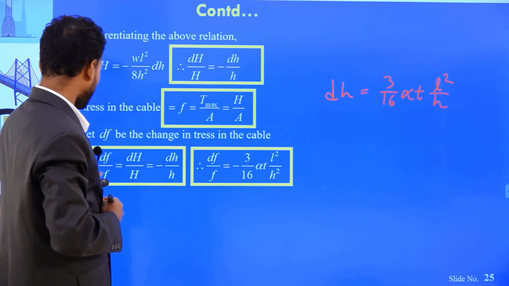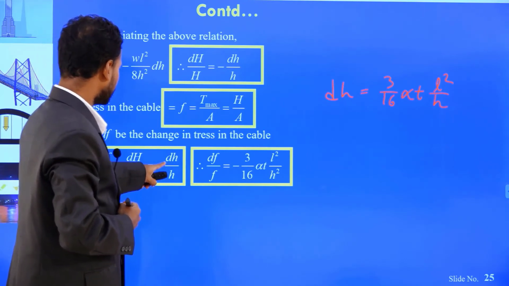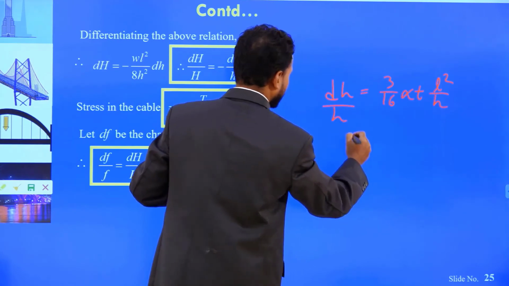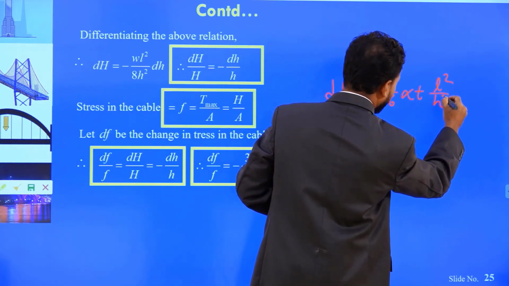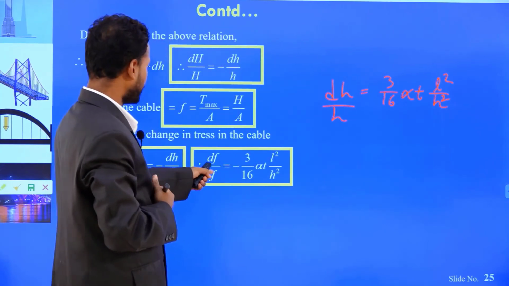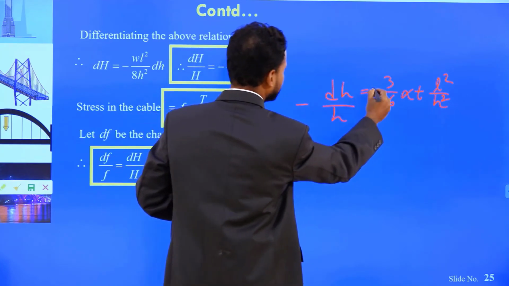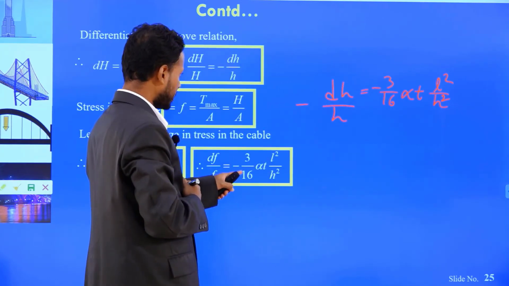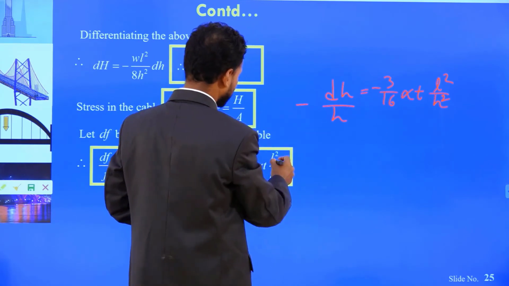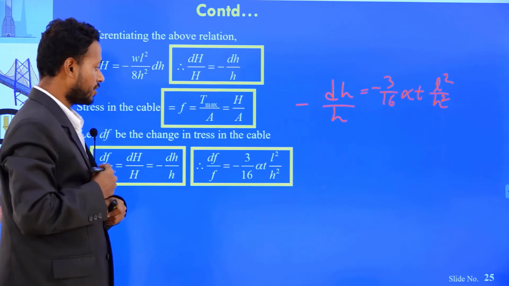Just see here, DF by F equals minus DH by H. So minus DH by H means I have to divide by H and I have to divide by H. So H into H means H square. So I can write DF by F equals minus, as this is minus, 3 by 16 alpha T L square by H square. So L square by H square. This is the change in stress in the cable.